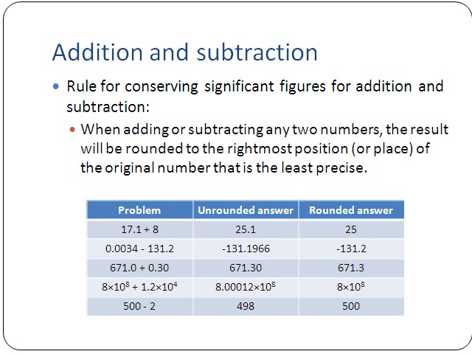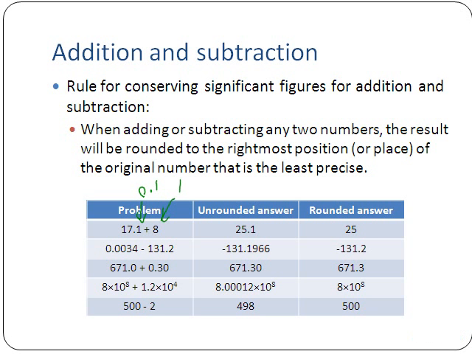Looking at our two original numbers, the rightmost places are, for the first one, the 17.1, the tenths place. So that's the 0.1's place. For the 8, the rightmost place is the ones place.